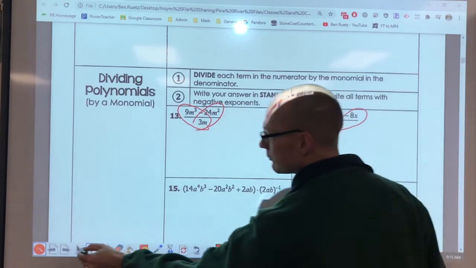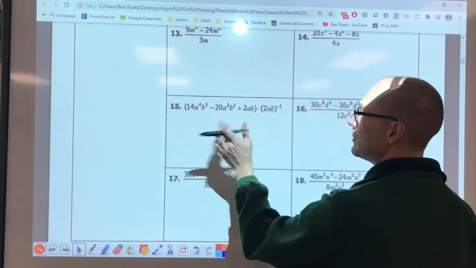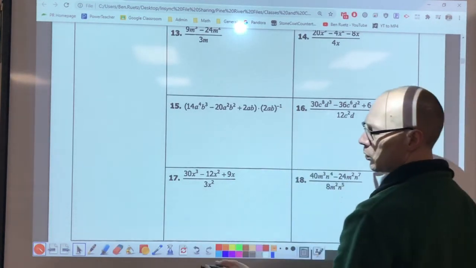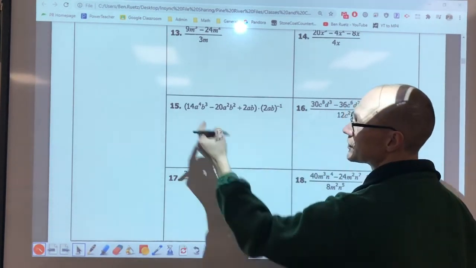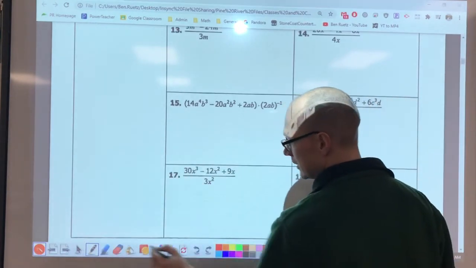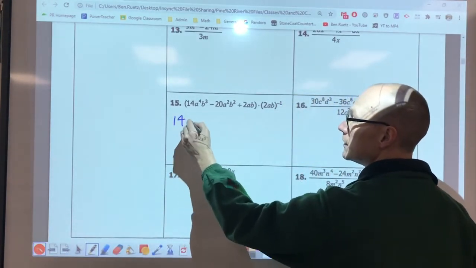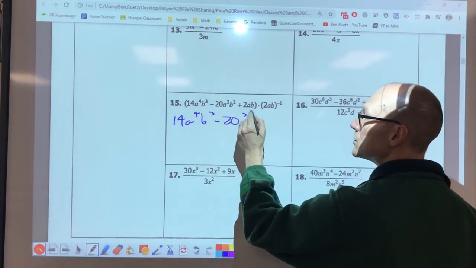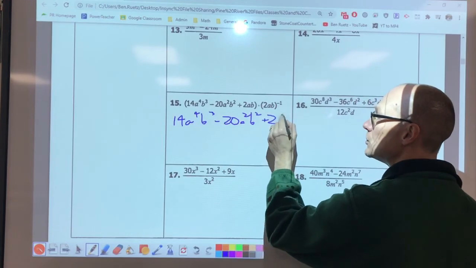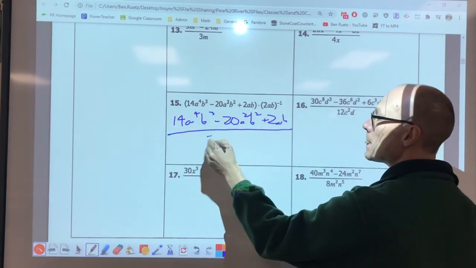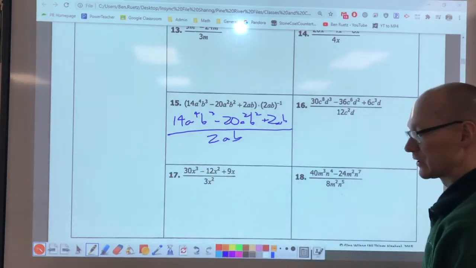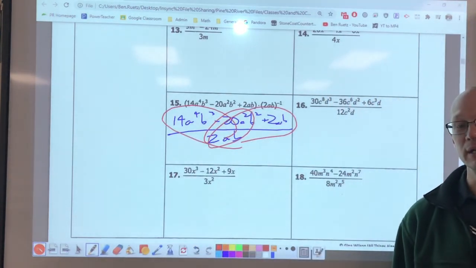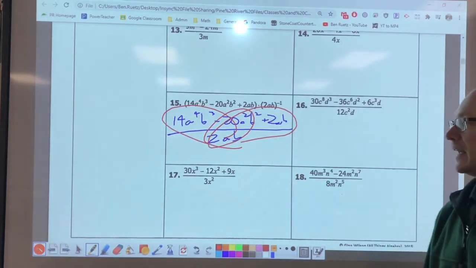Well, what if you have something like this right here that looks kind of strange? Well, remember this -1 deals with placement. So this is the same as 14a to the 4th b cubed minus 20a squared b squared plus 2ab, all divided by the 2ab. Now it looks like all the other ones. Again, you can split that up into the three different parts, reduce each of them, and you'll have your answer.